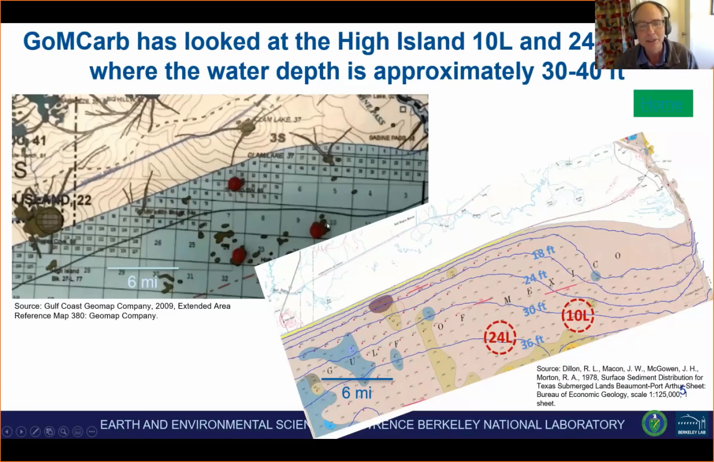And so they're shown here, 10L and 24L. You can see these other oil fields in the area. I've just plotted this slightly differently here. It's the same coastline, same orientation, just to show you the bathymetry. So the 10L is in about 30 feet of water, and the 24L is in about 36 feet of water. Okay, so these are very shallow, very near shore parts of the Texas Gulf Coast.